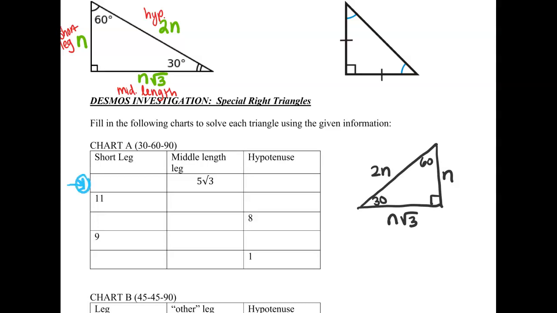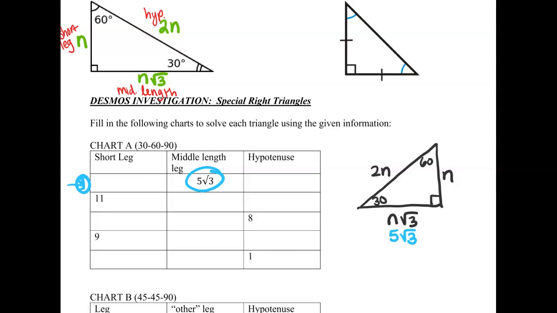Like problem 1 right here, they're giving us the middle length leg. So I know the side across from the 60 is 5 rad 3. Now, most of you guys like it when this has a rad 3 right here because it matches the other one, and it's really easy to see that the n is 5. But it won't always have a rad 3 there. Sometimes when you times something by the square root of 3, it might work out to just be a regular number if it already had a radical inside of it.